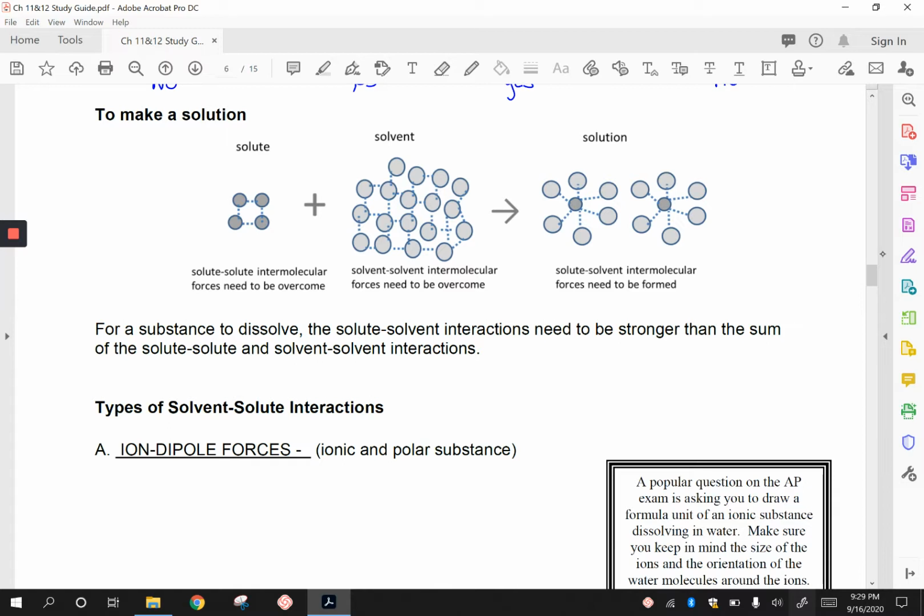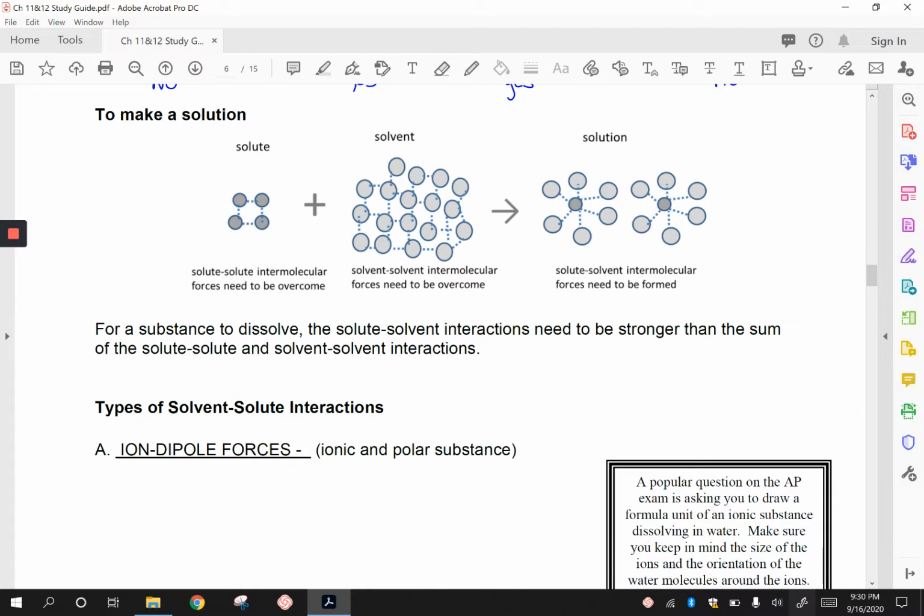Similarly, the solvent particles are also attracted to each other with these intermolecular forces. And so I need to be able to separate these solvent particles. So I need to overcome these intermolecular forces between the solvent particles. I need to overcome the solute-solute intermolecular forces. I also need to overcome these solvent-solvent intermolecular forces. So I have to separate the solute particles and the solvent particles.